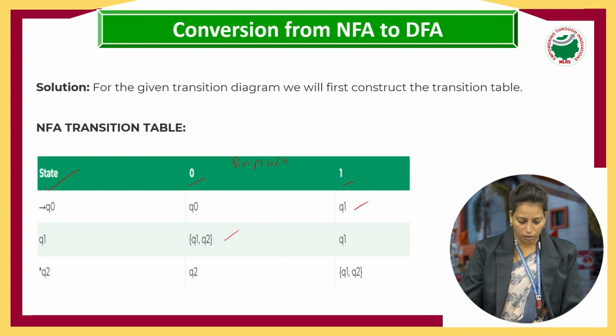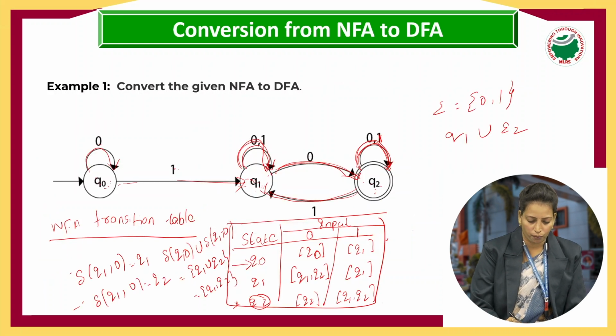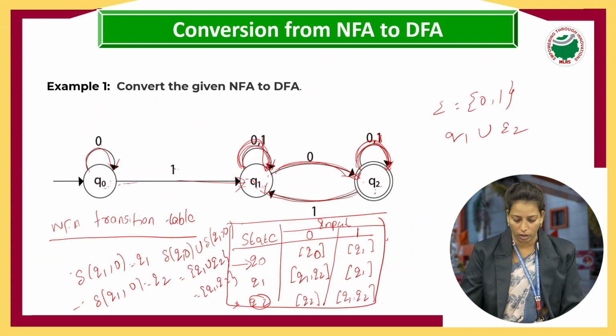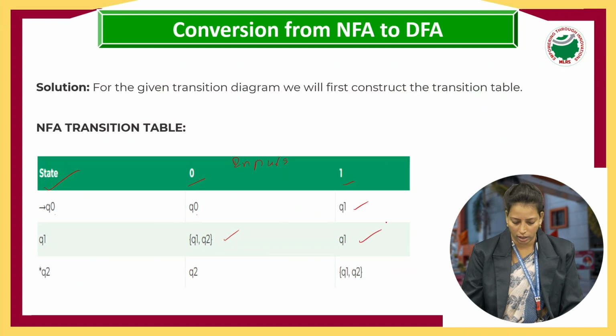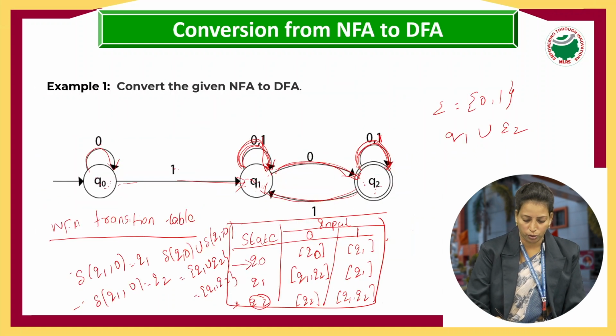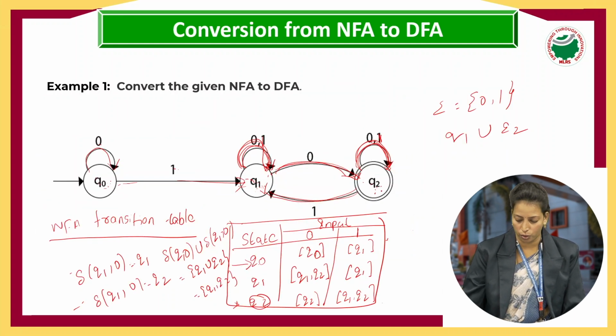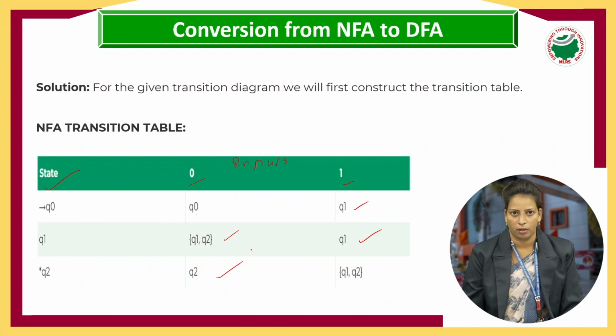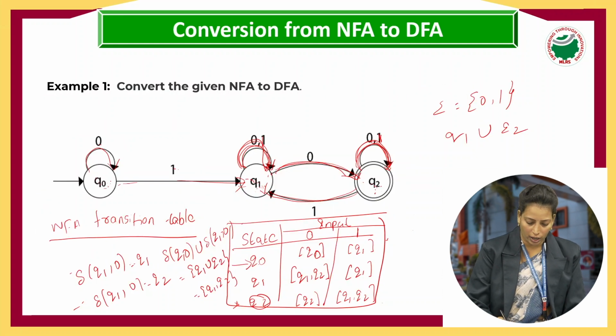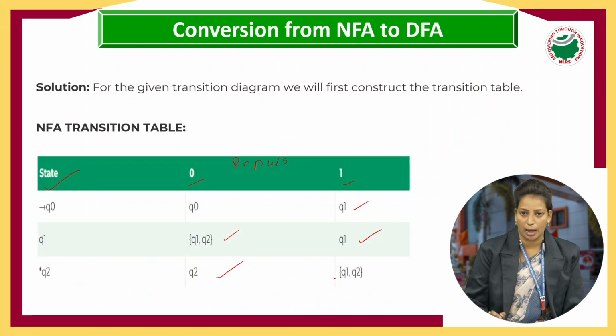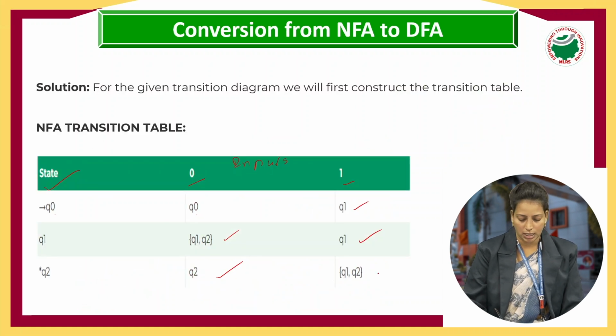Next, Q1 of 1, it moves to Q1 only. So Q1, right? Next, Q2. Q2 of 0 is Q2 only. So here Q2. Next, Q2 of 1, it moves to Q2 and also Q1. So Q1 comma Q2, right? So this is the NFA transition table.